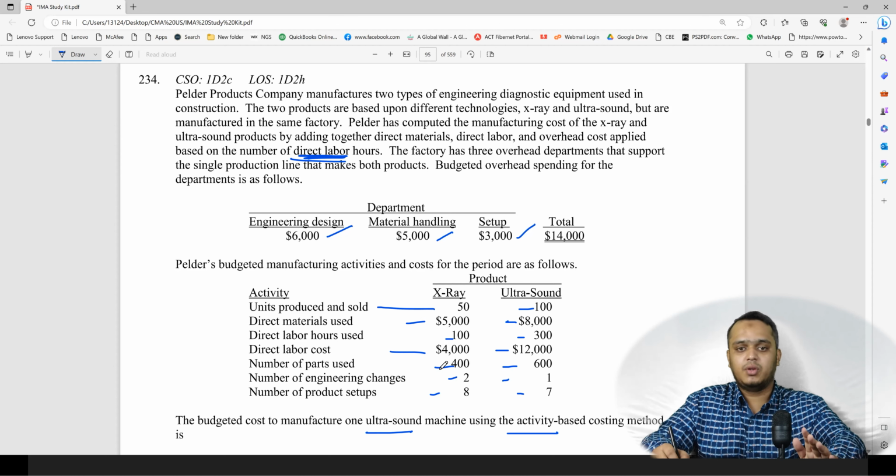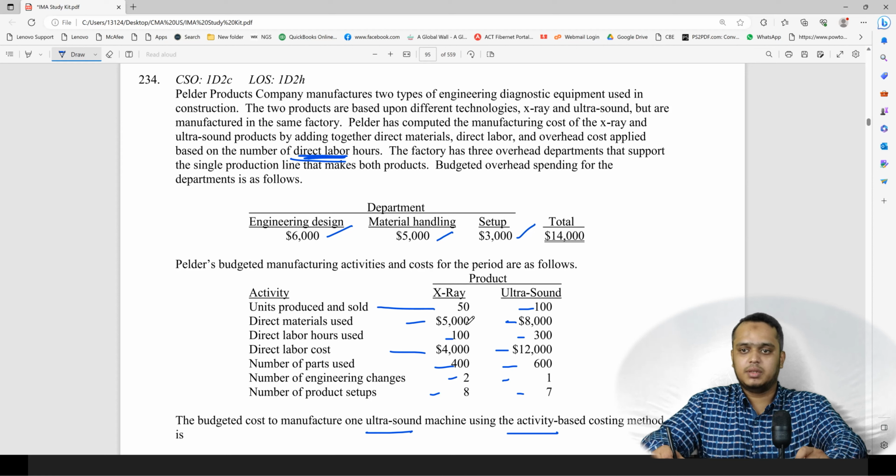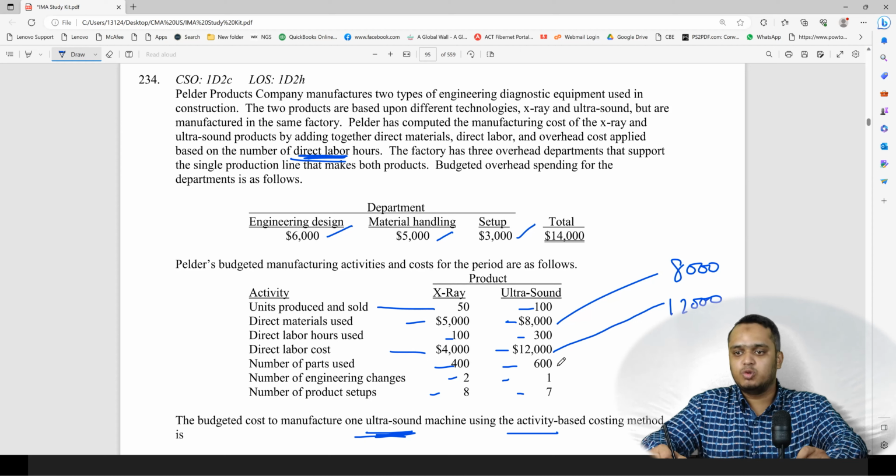So if you just see this, this is a cost. This 5,000 and 8,000 is a cost, and I have to do my costing for an ultrasound only. So let me take this 8,000 separately here. 8,000 is a cost. What is this cost? This is my direct material. And then I'll also take this 12,000, which is my labor cost. Then the parts used 600, number of engineering changes and number of product setups.